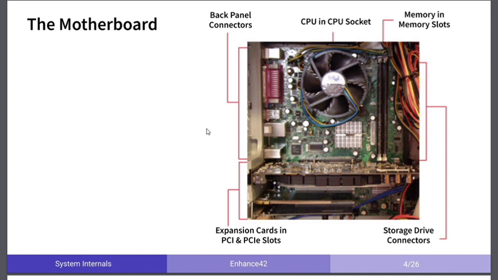And now inside the motherboard: back panel connectors, expansion cards in PCI and PCIe slots, storage drive connectors here at the top, memory in memory slots, and the CPU in the CPU socket. Here you can see the fan which cools the CPU, and here you can see the motherboard's inside parts.